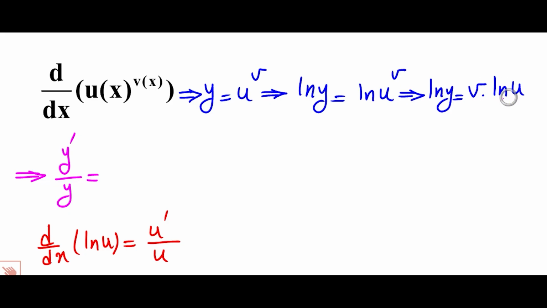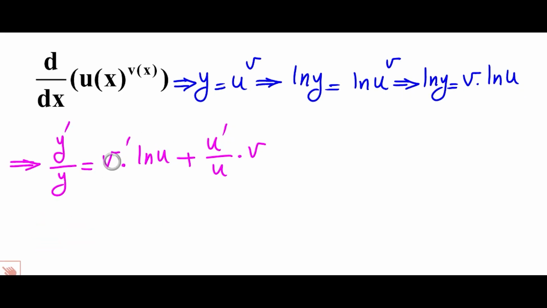Here we use the product rule, which means the derivative of the first times the second plus the derivative of the second times the first. So we have the derivative of the first, which is v prime, times ln of u, plus the derivative of the second, which is u prime over u, times the first, v. Okay?